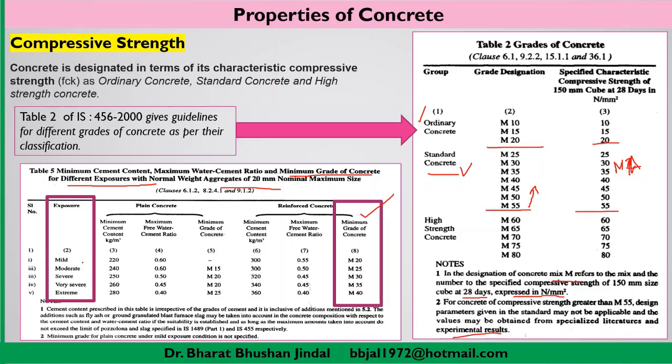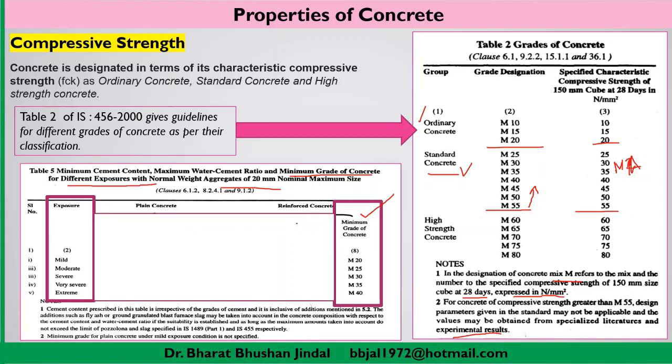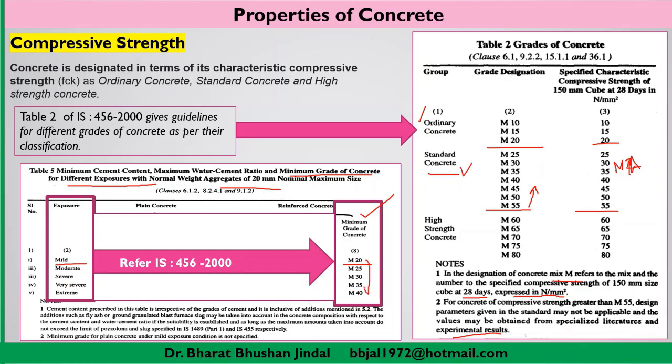So the minimum grade of concrete in case of RCC structures, because we are more interested in RCC structures. Referring to this table number 5 from IS 456, we are able to understand that the minimum grade of concrete in RCC structure is M20 for the mild exposure condition. So as you go to the other types of exposure conditions, that is moderate, severe, you can see here the minimum grade of concrete as recommended by IS 456 will go on increasing.